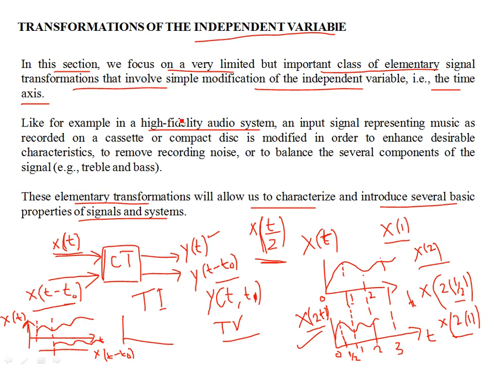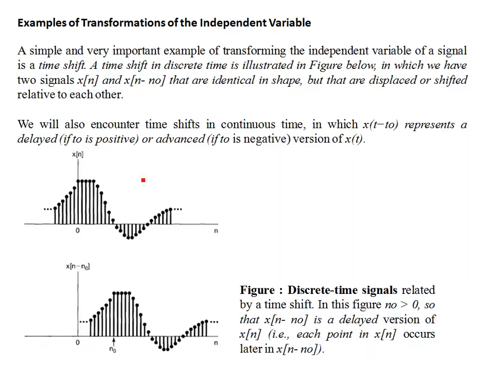For example, in a high fidelity audio system, an input signal representing music recorded on cassette or compact disc is modified in order to enhance the desirable characteristics, to remove the recording noise, or to balance the several components of the signals, for example, treble and bass. All these transformations improve the desirable characteristics of signals as required. So let's go on and consider these elementary transformations analytically.